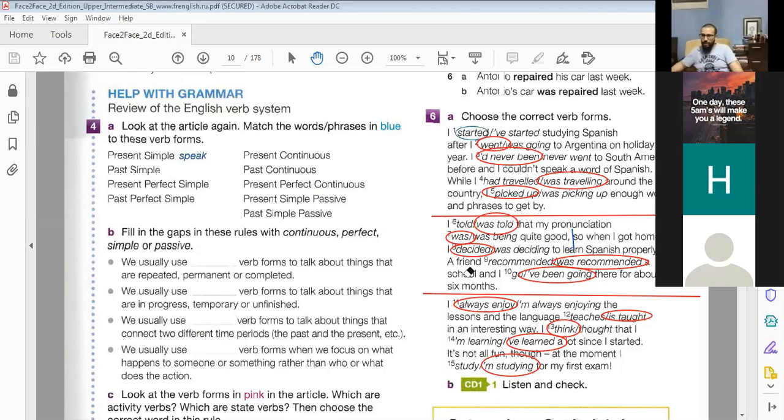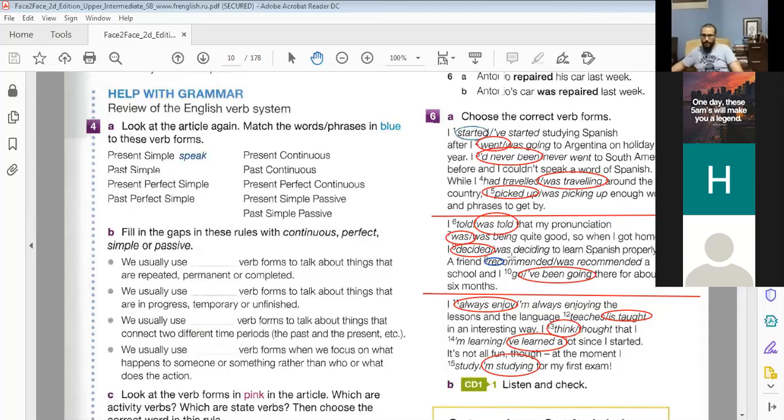What about number 9? "A friend was recommended school." What do you think of this? "A friend recommended." Because you mentioned who did that. "A friend recommended." Yeah, correct. It's active here, not passive. So this is active.